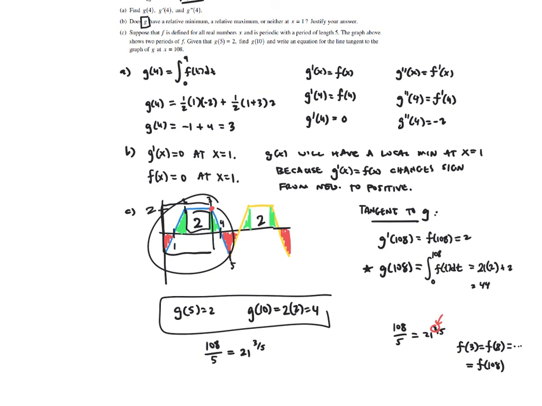Now we can write the tangent to g at 108. That would be y minus 44 is equal to g prime at 108, which is 2, times x minus 108. Recall this is the point 108, comma 44, and of course this is our slope.